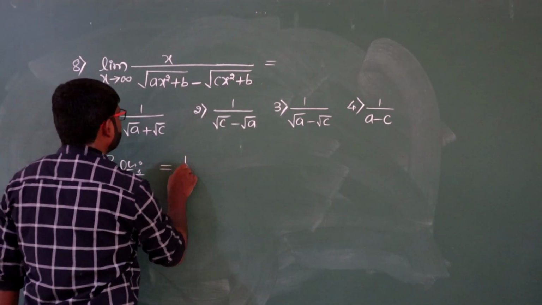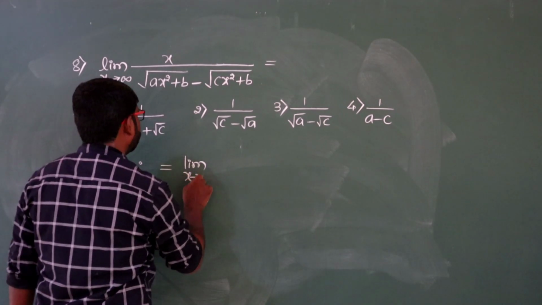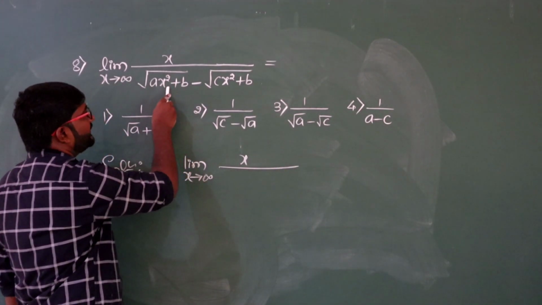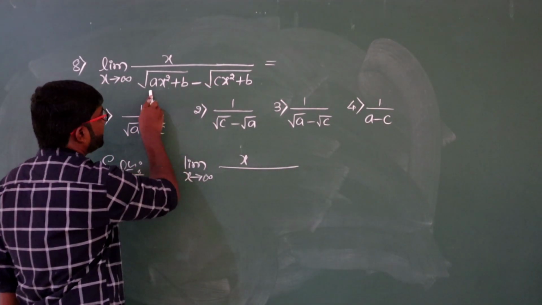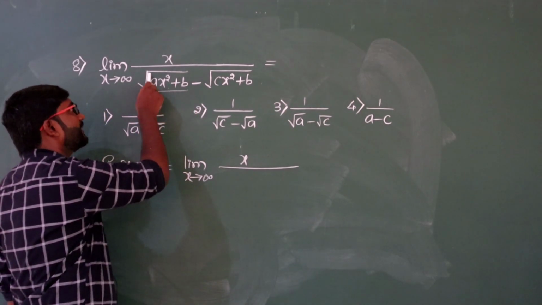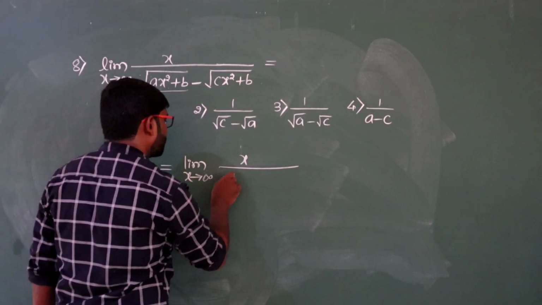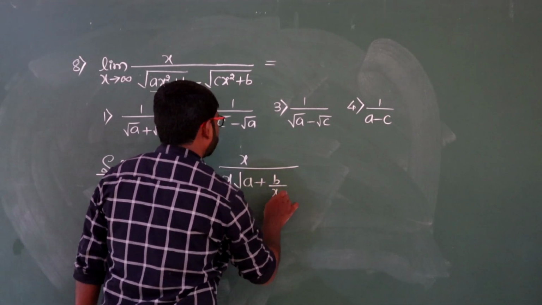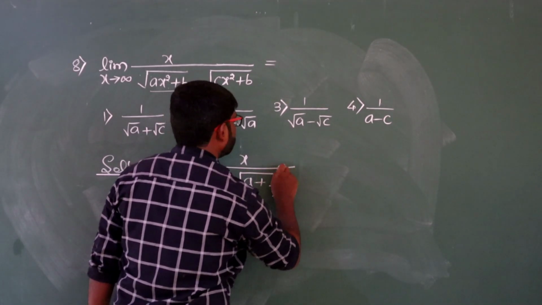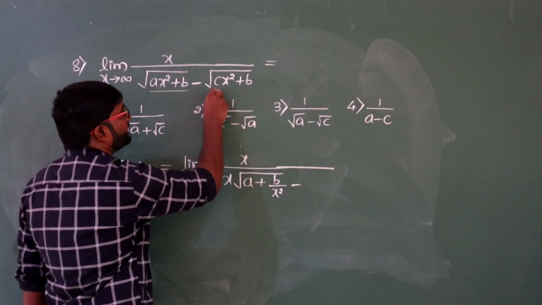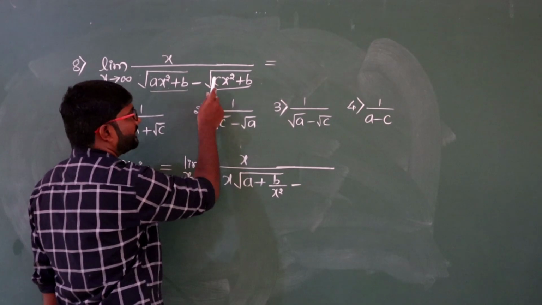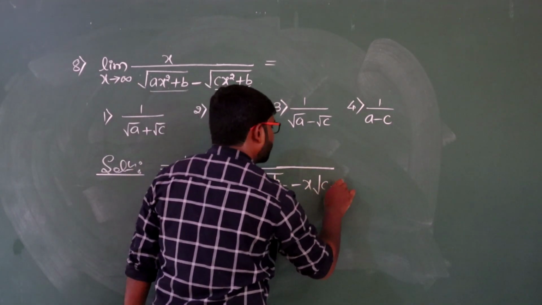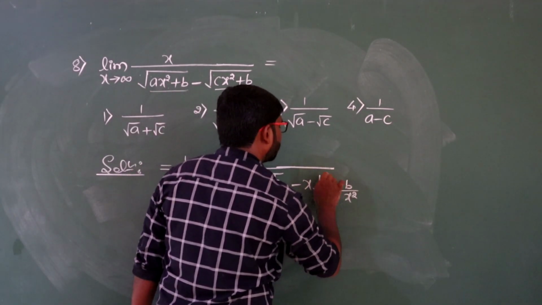So I will write the numerator as it is, limit x tends to infinity, x as it is, divided by. So here in these two terms I will be taking x square common. In this you take x square common and take that x square outside the square root, it becomes x. So I am writing x, then square root of a plus b by x square. Then minus. Again in this you take x square common and take that x square outside the square root, it becomes x. Then square root of c plus b by x square.